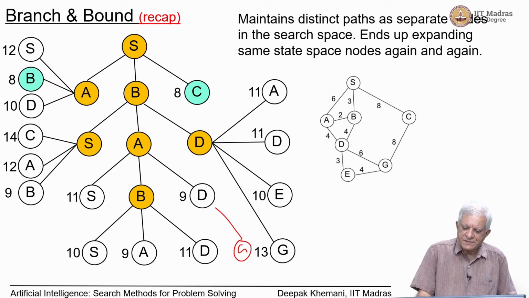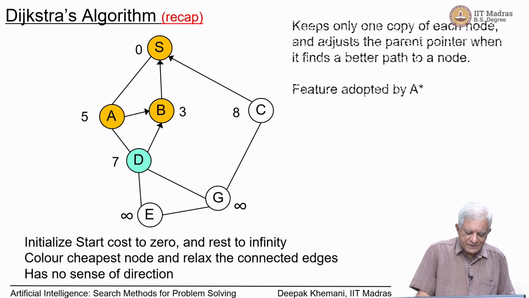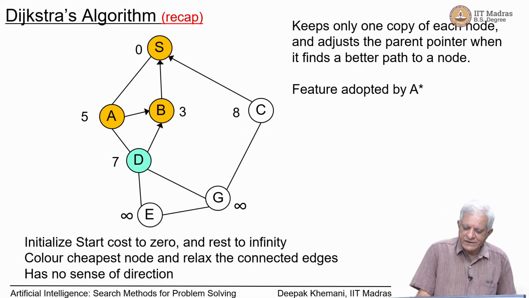It maintains distinct paths as separate nodes in the search space, ending up expanding the same state space nodes again and again essentially. And we had said that we could do a little bit of optimization there, but then Dijkstra's algorithm gives us a much better idea, which says that you only maintain one graph, and for all the nodes that you keep exploring, you keep track of the best parent you came from. So, the parent pointers will tell you what is the shortest path, but it had no sense of direction essentially.